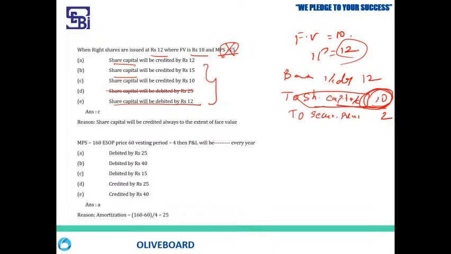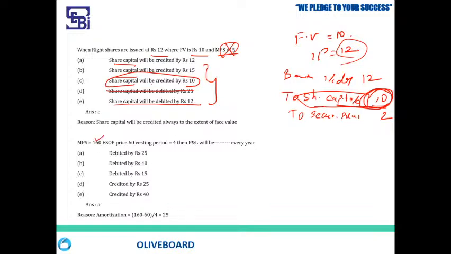Even in buyback also, remember, whenever you are buying back your shares, or whenever you are doing a reduction, whatever you do with your shares, the share capital account will be impacted only to the extent of face value, not more than that or less than that. Now the face value is how much? 10. So the answer should be C. You are getting it? Next question.